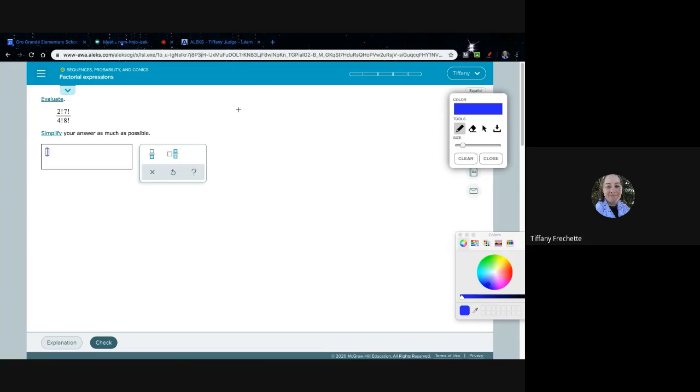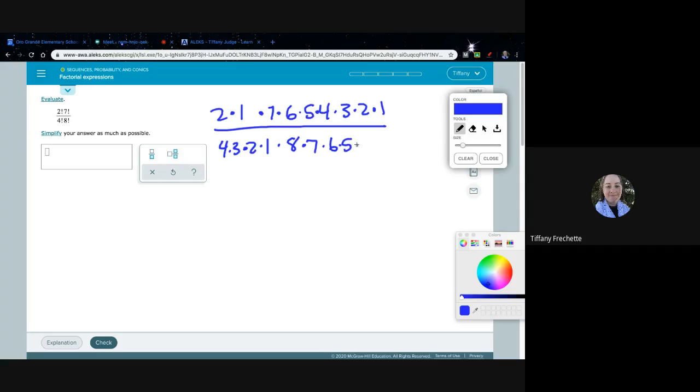Okay, so we have 2 factorial means 2 times 1. And then we have times 7 factorial. We just did that one. 7, 6, 5, 4, 3, 2, 1. All right, so those are my 2 on the top. My 2 on the bottom, I have 4, 3, 2, 1. And then I have 8, 7, 6, 5, 4, 3, 2, 1.